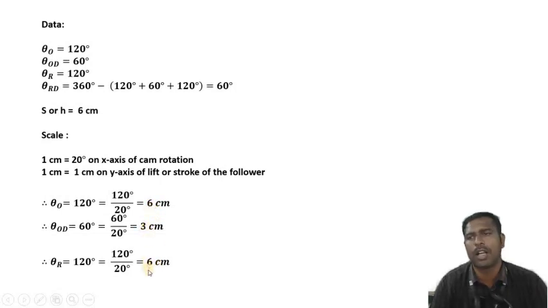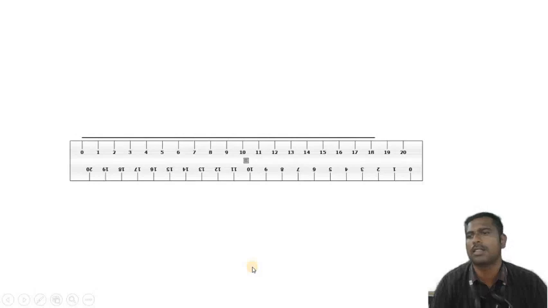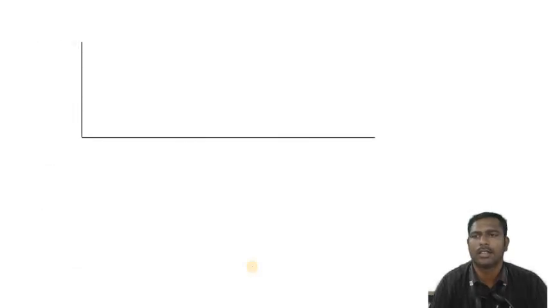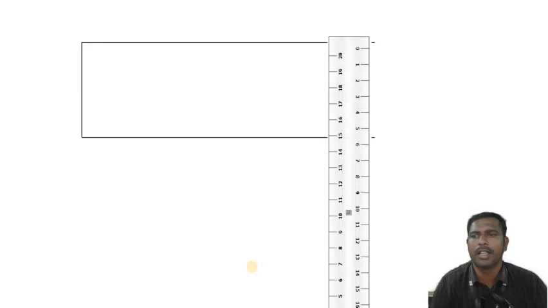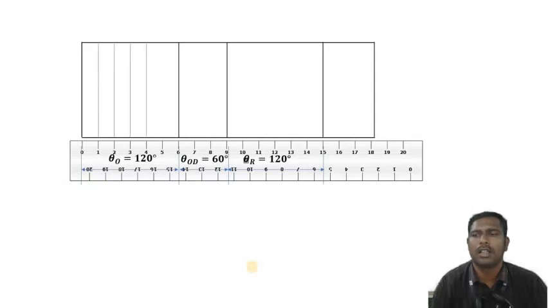We are going to draw an 18 centimeter line that should represent 360 degrees, and the stroke length is taken as 6 centimeter. So a 6 centimeter y axis and an 18 centimeter x axis have to be drawn. The 18 centimeter line is drawn along the x axis direction and the y axis of 6 centimeter. Better you use the drafter to draw the x and y axis to minimize error.